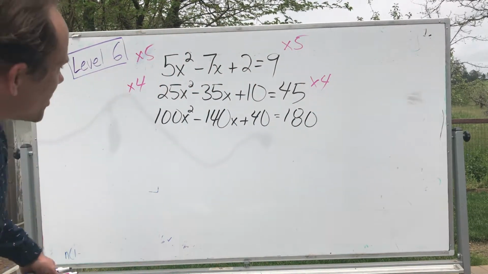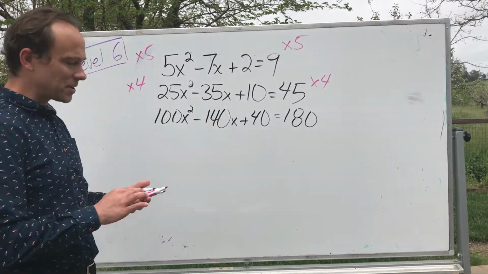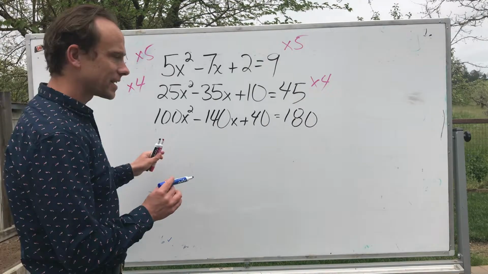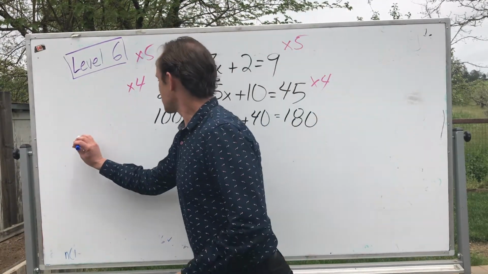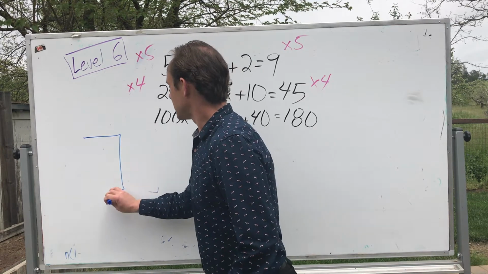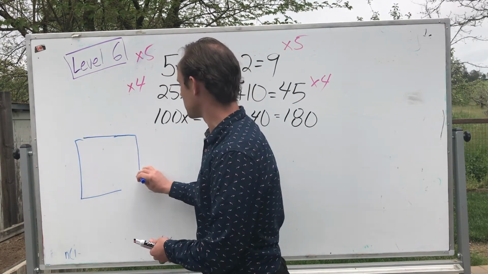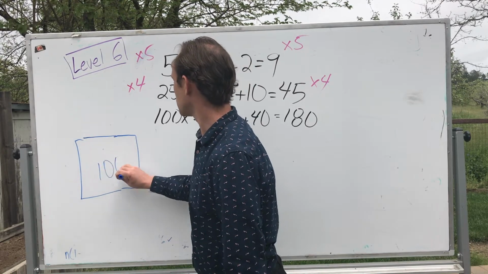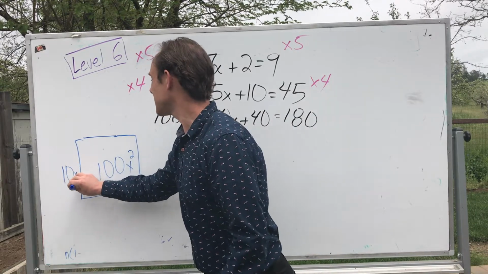Gorgeous. All right, so we're ready to try to build our square. We've got a perfect square. We've got an even number. We are cash money. Let's go. Let's put it right here. So we've got the 100. That is not such a good square. I want to make it look a little bit more square. All right, so we have 100x squared. We know that's going to be 10x and 10x.